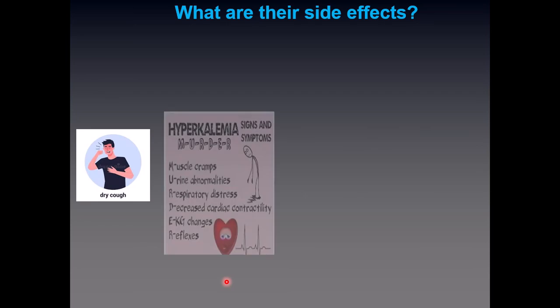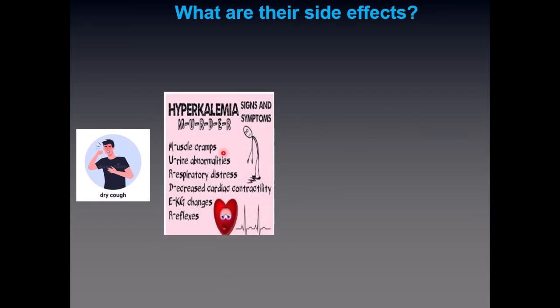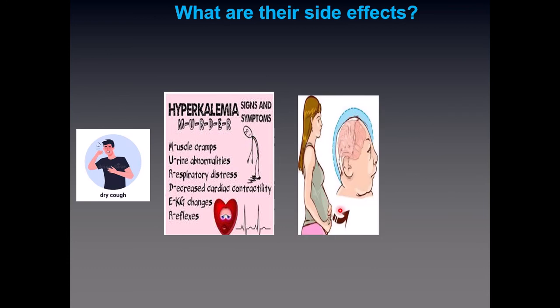Mainly side effects, as we discussed earlier: dry cough, hyperkalemia. What happens in the hyperkalemia? Muscle cramps and urine abnormalities, respiratory distress, decreased cardiac contractility, electrocardiogram changes, and the reflexes. Its mnemonic is MURDER. M for muscle cramps, U for urine abnormality, R for respiratory distress, D for decreased cardiac contractility, E for electrocardiogram changes, and R for reflexes. Murder.